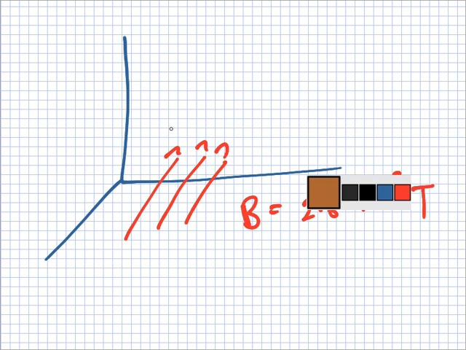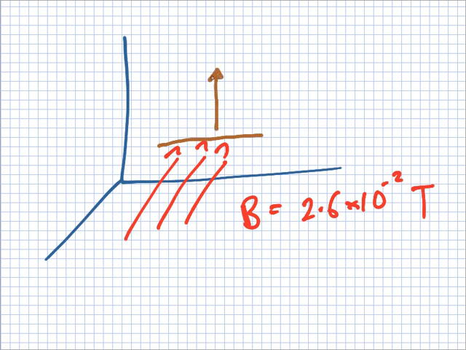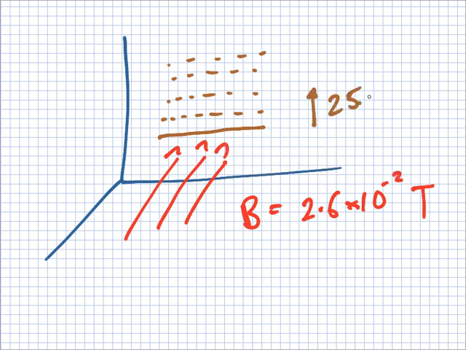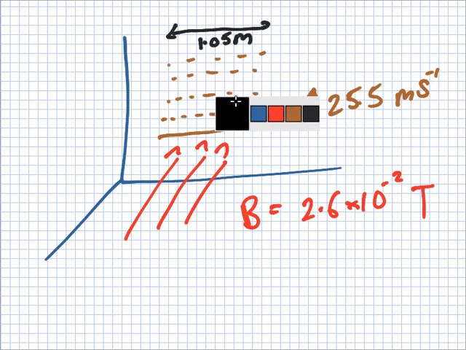And then what you have here is a metal rod, and it is 1.05 meters long. And it's moving perpendicular, so it's moving up. It's like it's moving up the back wall there, and it's moving up at a rate of 25.5 meters per second. And the length here is 1.05 meters. And they want to know what's the current here.